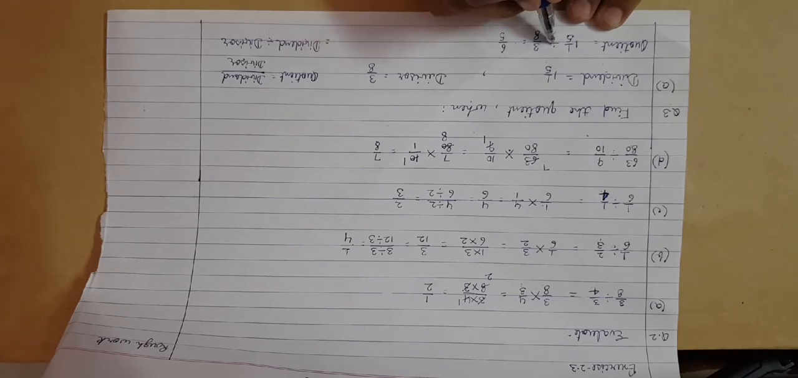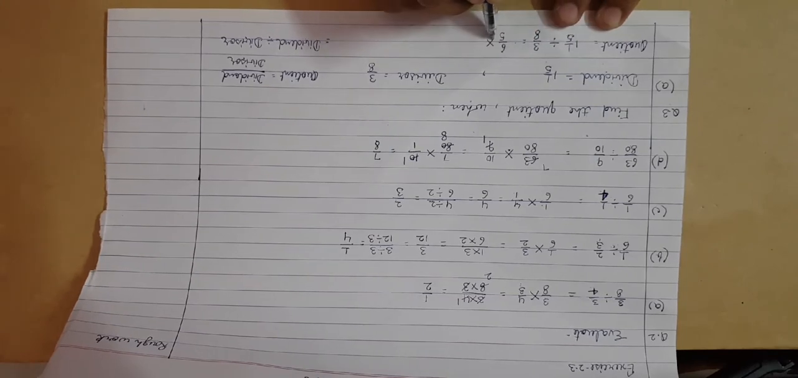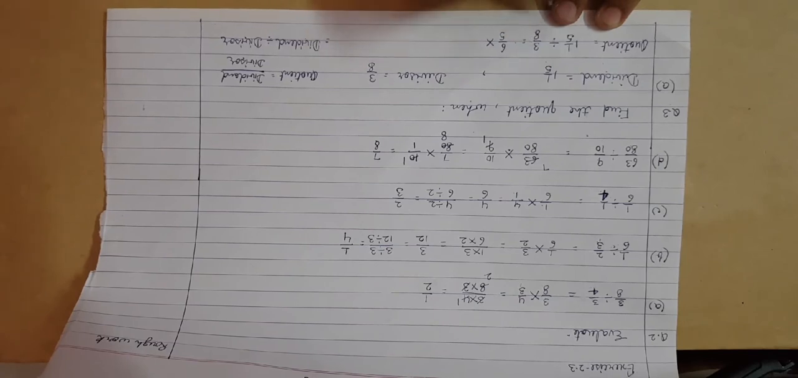Now we have to change this division sign into multiplication. 3 upon 8 is the divisor, so it will be converted into its reciprocal. The reciprocal of 3 upon 8 will be 8 upon 3. So numerators are 6 and 8 and denominators are 5 and 3. So we will multiply 6 with 8 and in the denominator part we will multiply 5 with 3.